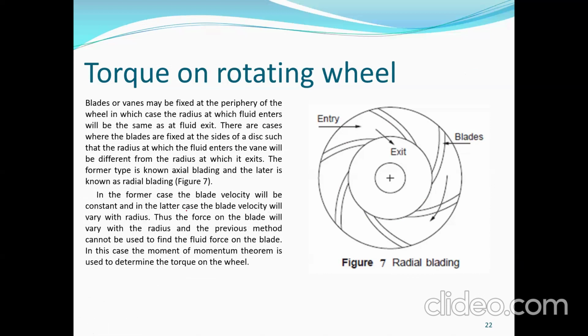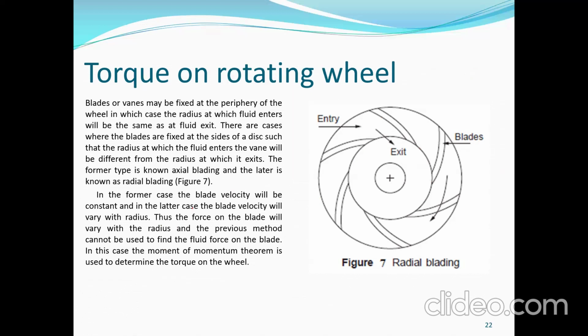Madali lang yan. So, dito, dinisscuss lang is yung sa radial blading. Nag-iiba-iba kasi yung radius niya. So, meron tayong U1, U2, U3. So, in the former case, the blade velocity will be constant doon sa axial blading. In the latter case, the blade velocity will vary with radius. Dito na sa figure 7. Thus, the force on the blade will vary with the radius and the previous method cannot be used to find the fluid force on the blade.